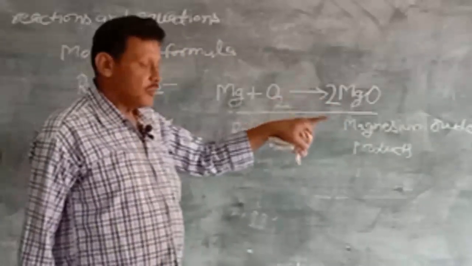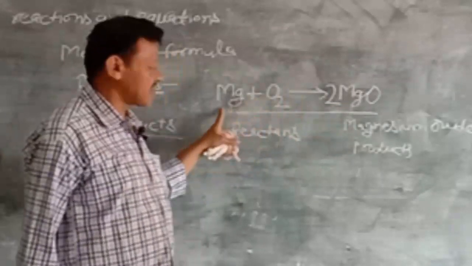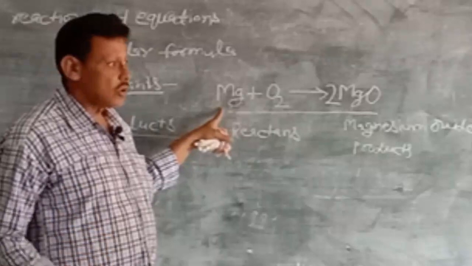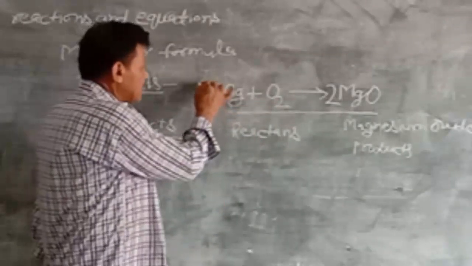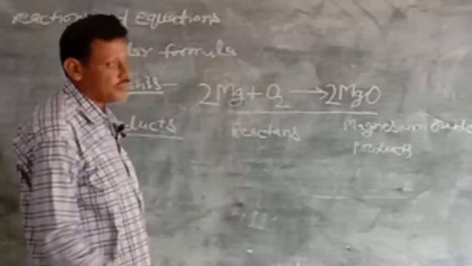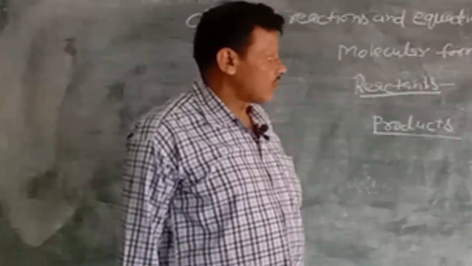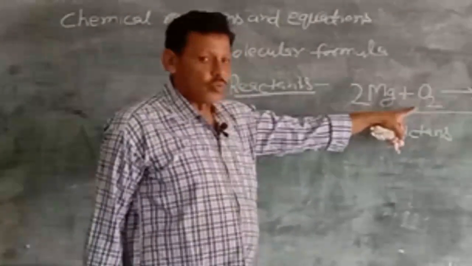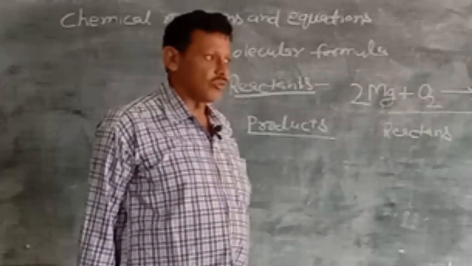Then in products, the number of magnesium atoms is 2, but in reactants, the number of magnesium atoms is single. So we balance these magnesium atoms. We also write 2 magnesium. Then it is all right: 2 Mg plus O2 gives 2 MgO. It is called a balanced chemical equation.